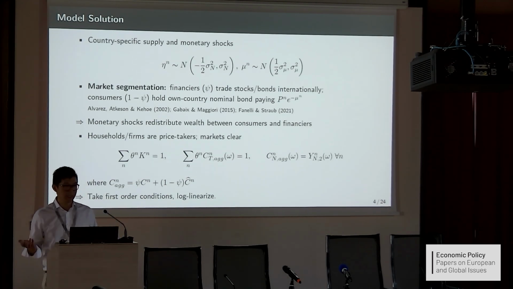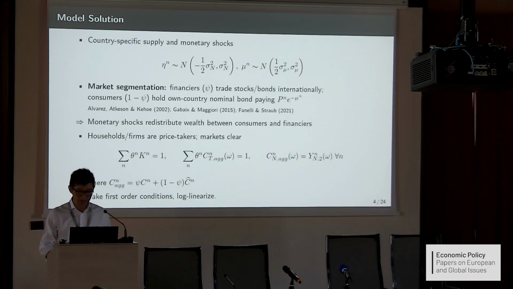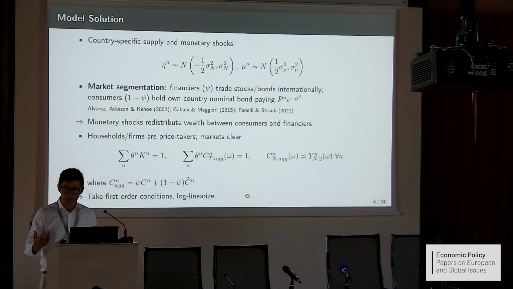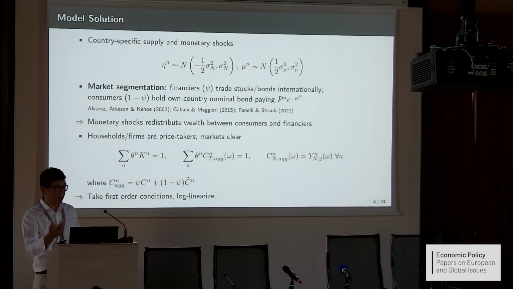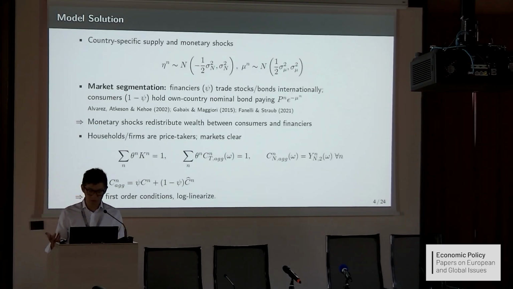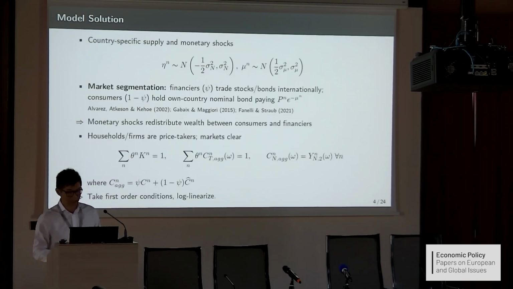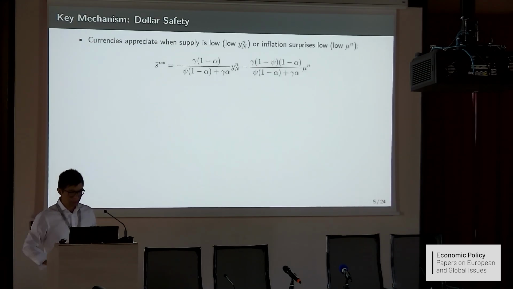Households and firms are price takers, and markets are going to clear. These are the usual market clearing conditions for capital, traded goods, and non-traded goods. How do we solve the model? To first order, we set up the social planner's problem, take first order conditions, and log linearize. Pretty standard stuff. What's the mechanism of exchange rate determination in our model? This is basically the important result here.